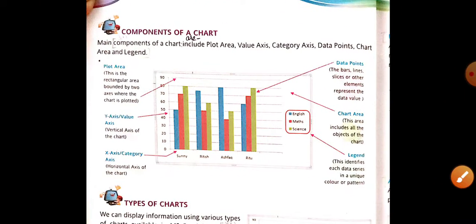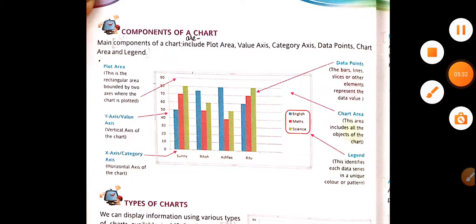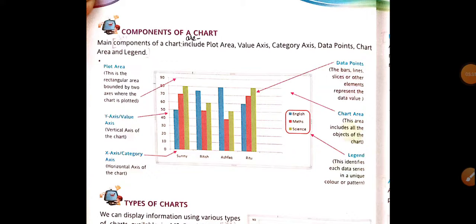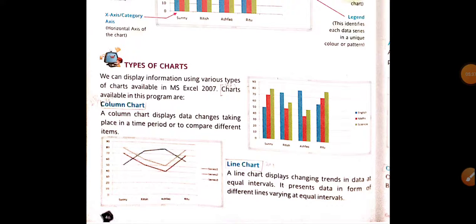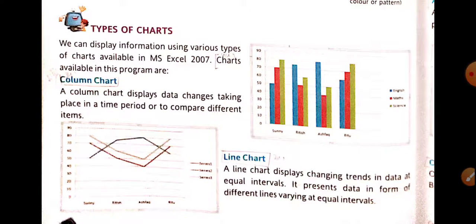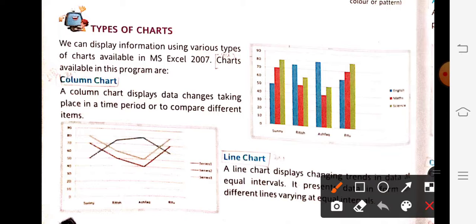So here all these cover up the components of the chart. So mainly 6 components of the chart are there: plot area, y-axis, x-axis, data points, chart area and legend. Fine. Next one, types of charts. We are having a variety of charts, and even in some previous classes, like in your 6th and 7th standard, you already made this thing, how to draw the chart.